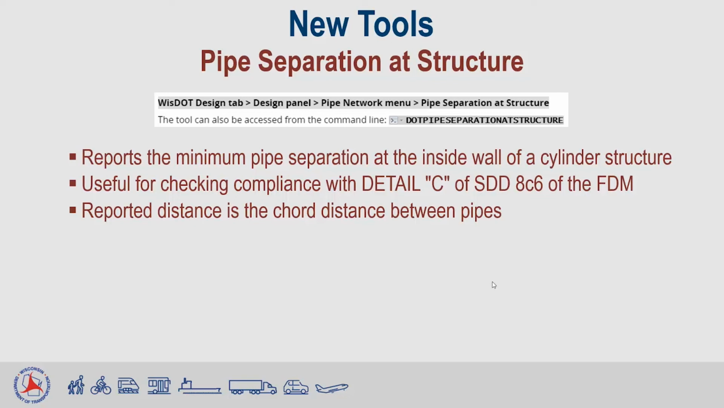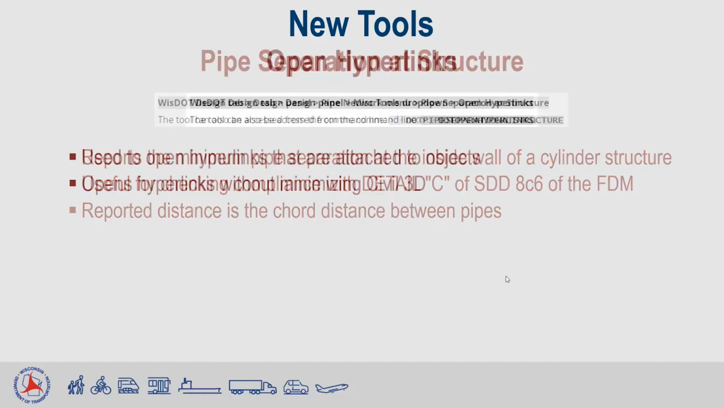wall between the two. So we have a specification here at WisDOT that states that we need to have about a foot of distance between those pipes along the inside wall. This is a tool to check that distance in 3D to make sure you've got that appropriate separation.